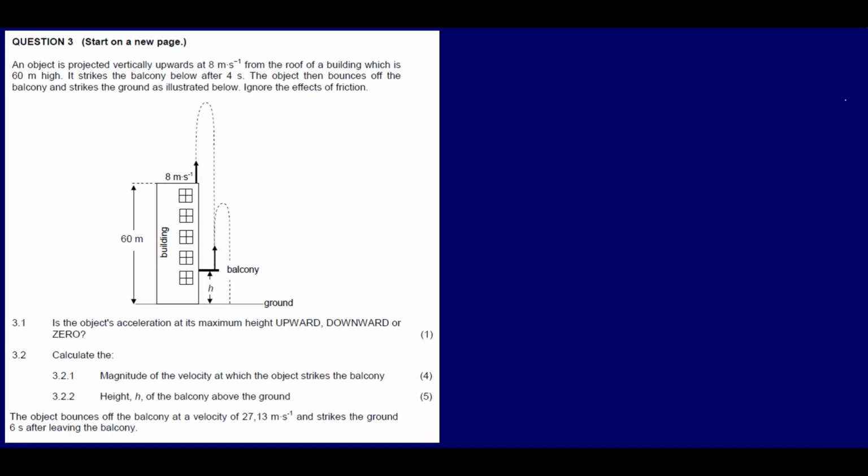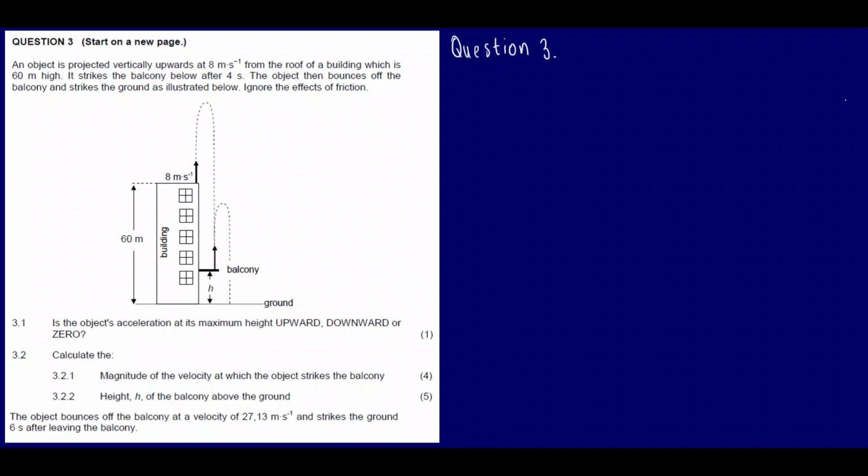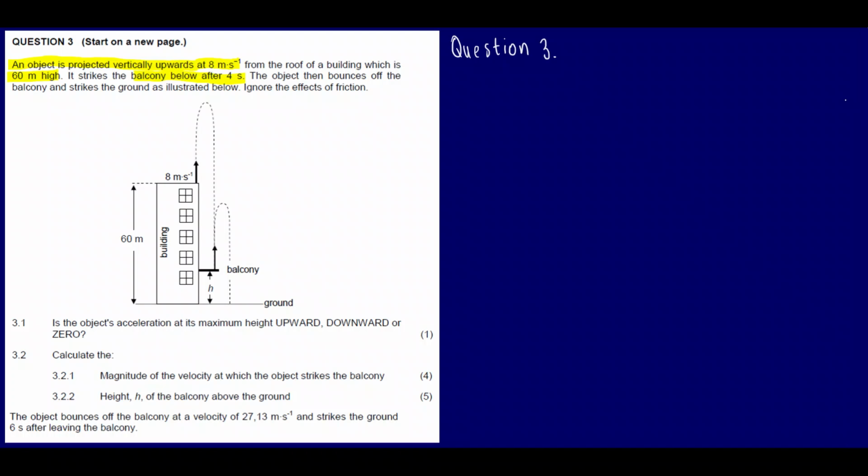Question 3. We'll read the question together. An object is projected vertically upwards at 8 meters per second from the roof of a building which is 60 meters high. It strikes the balcony below after 4 seconds. The object then bounces off the balcony.